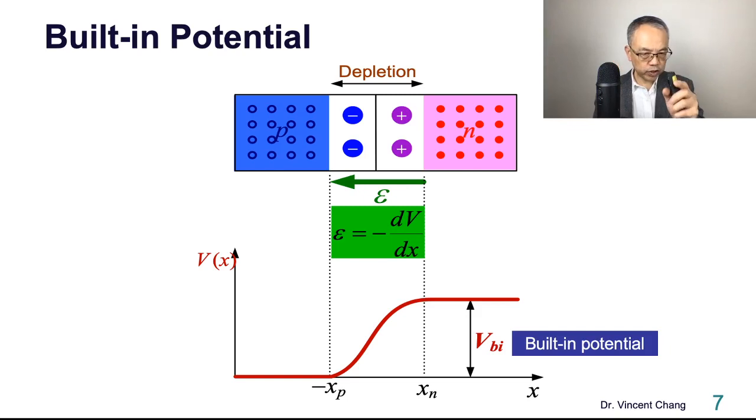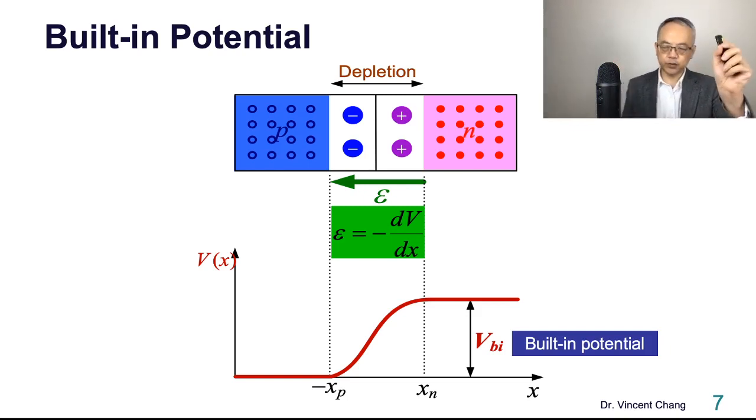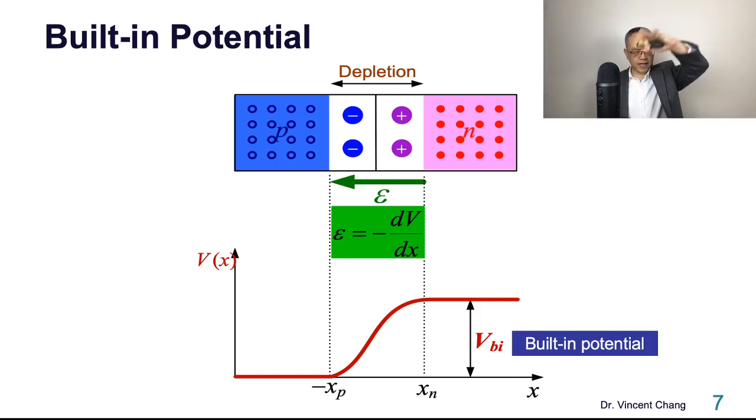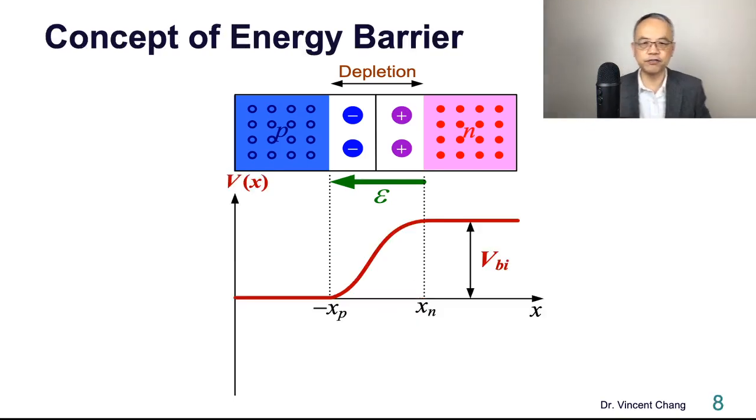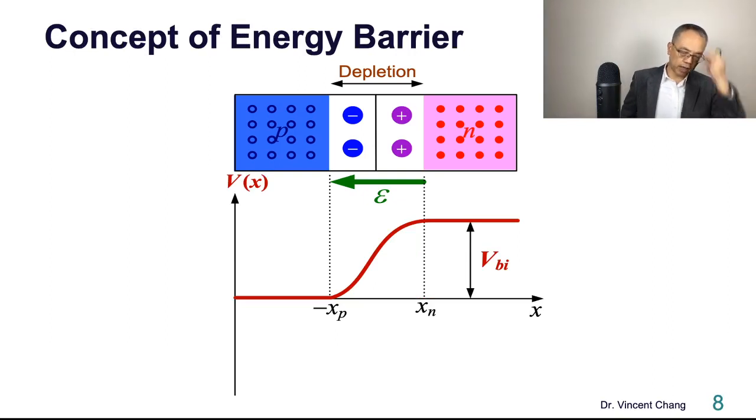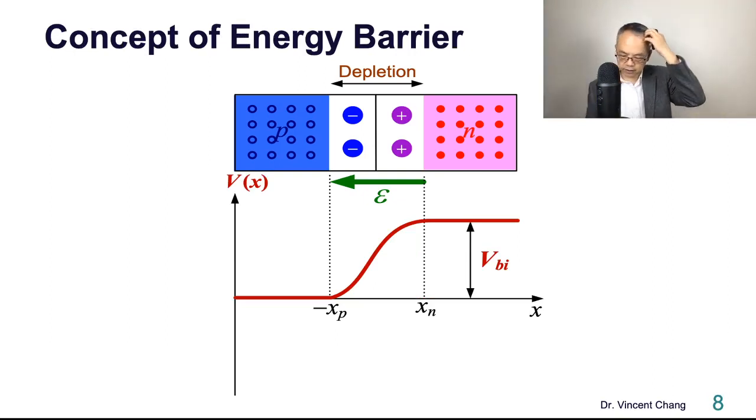So it's very important to understand this diagram: the relationship between the electric field, electrostatic potential distribution, and potential difference, the built-in potential across the depletion layer of a p-n junction. So now I'm going to teach you another very important concept. It's called the concept of energy barrier.